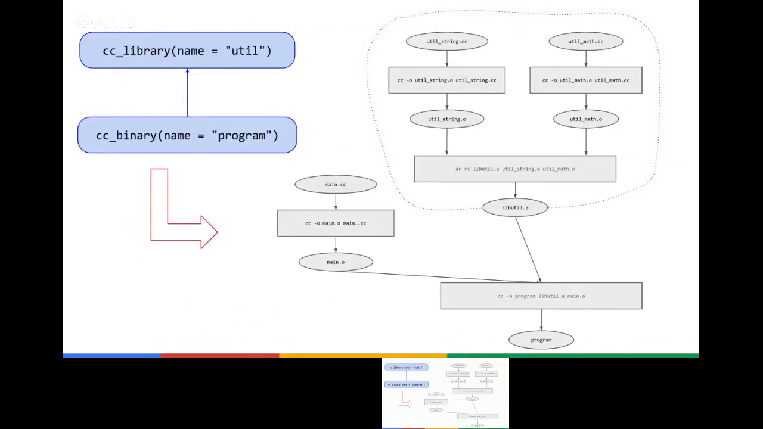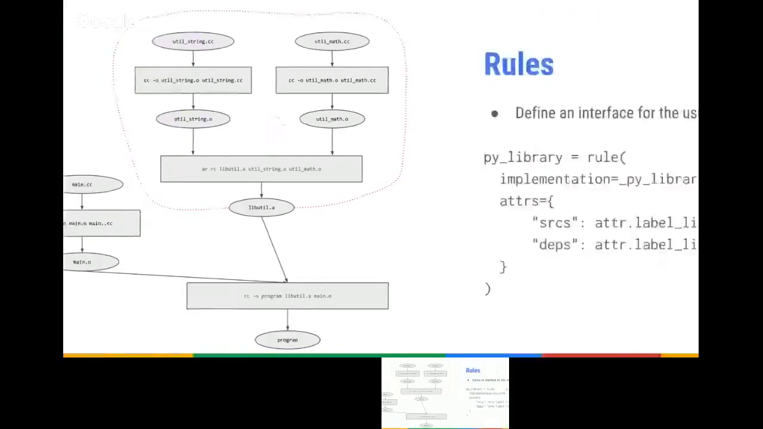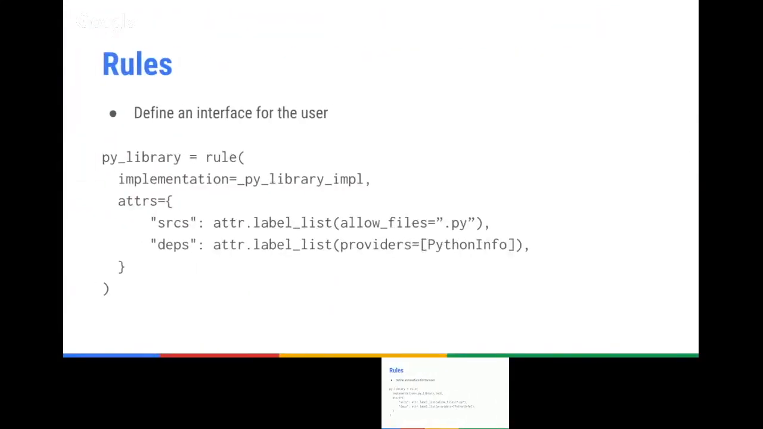So for communication, we use providers. The rules define an interface for the user. So here the interface is just to say the rule has two attributes, sources and deps. The sources is just a list of .py files, and the deps are some targets that will provide a PyInfo provider. So this is really the interface of the rule, what the rule accepts.